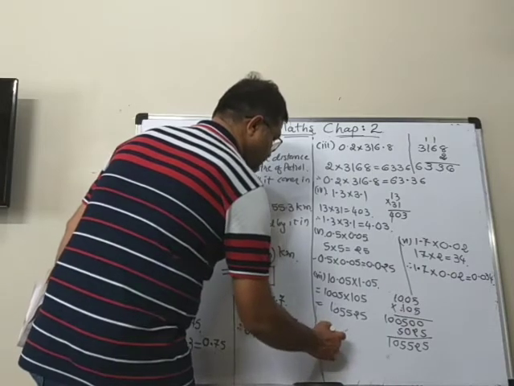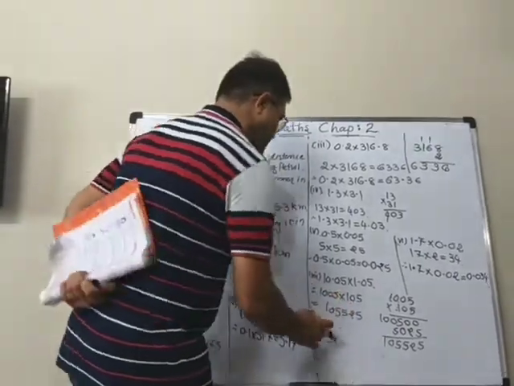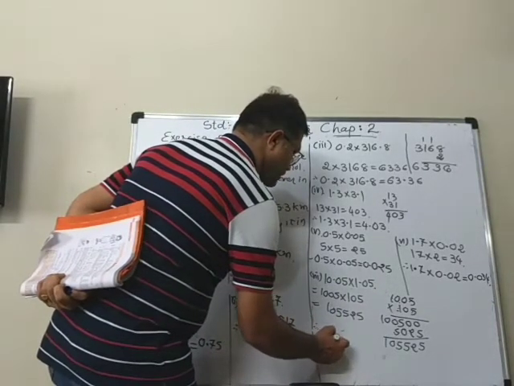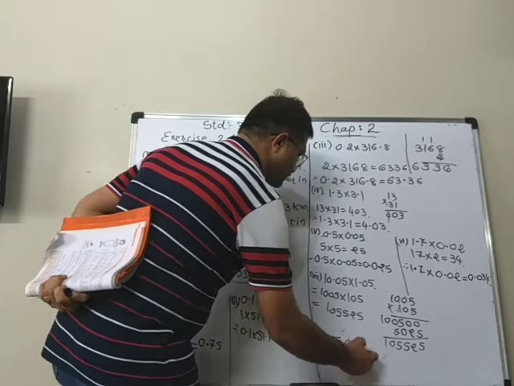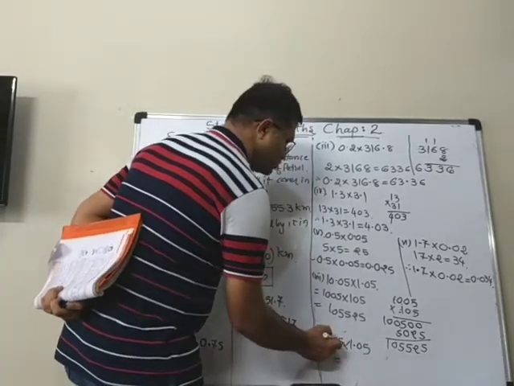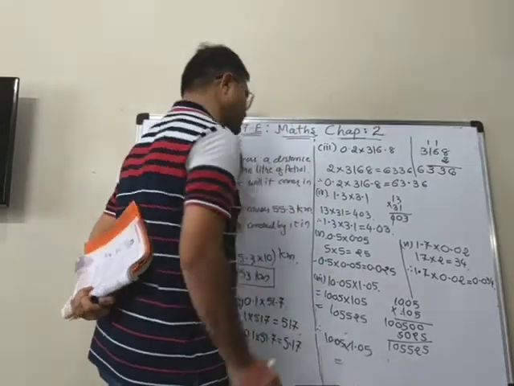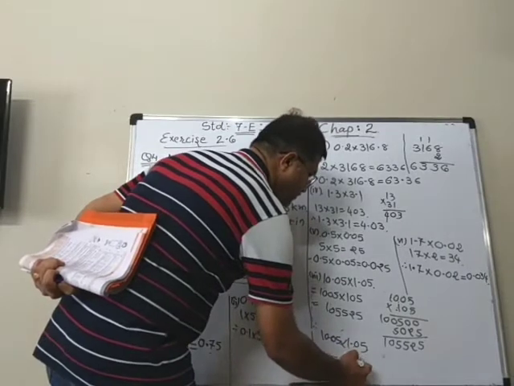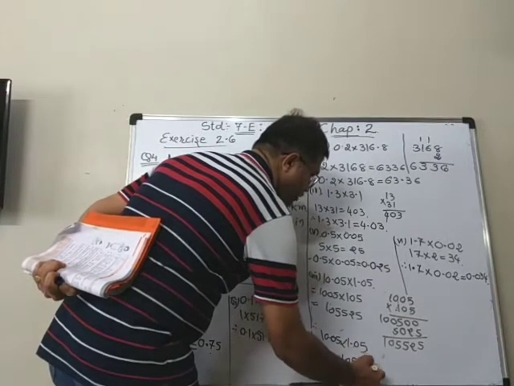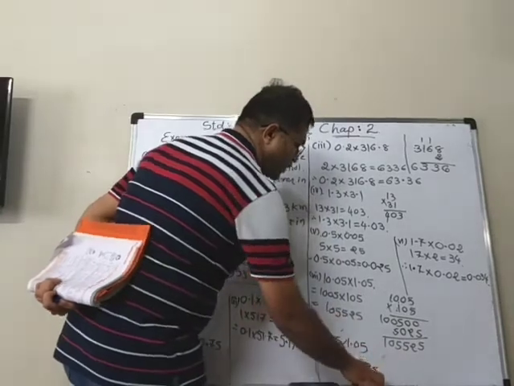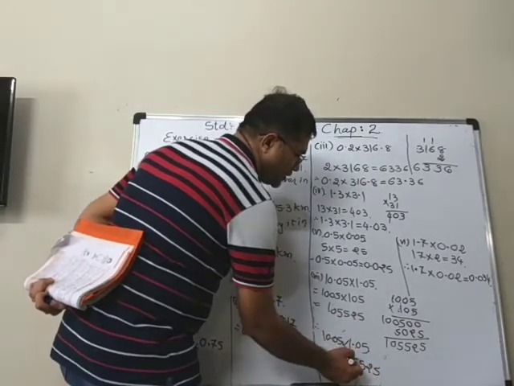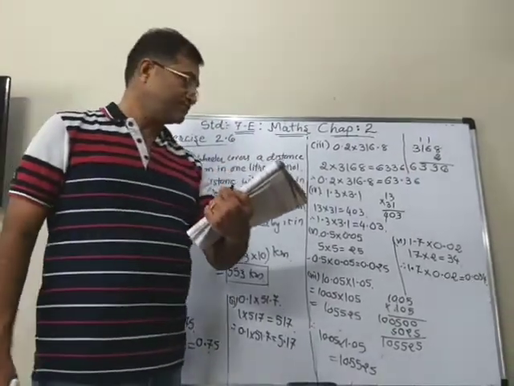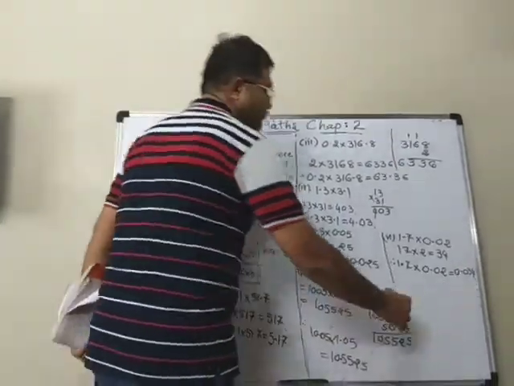Therefore 10.05 multiplied by 1.05. So here you can see that there are 2 decimal places, here also 2 decimal places, 2 plus 2, 4 decimal places. So 105,525, 4 decimals, so 1, 2, 3 and 4. So it will be 10.5525. And the remaining sums you can do for the homework.